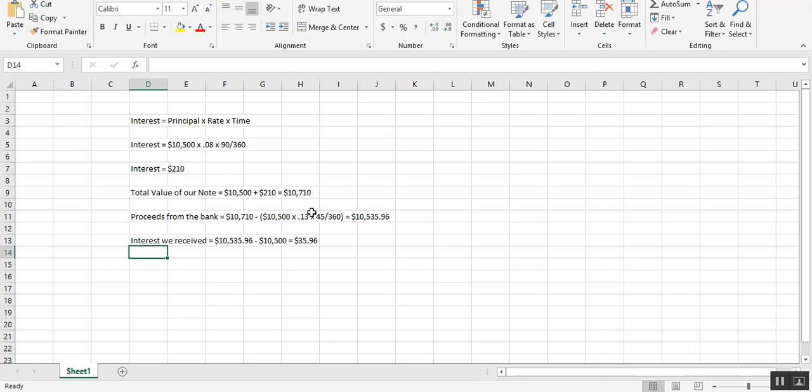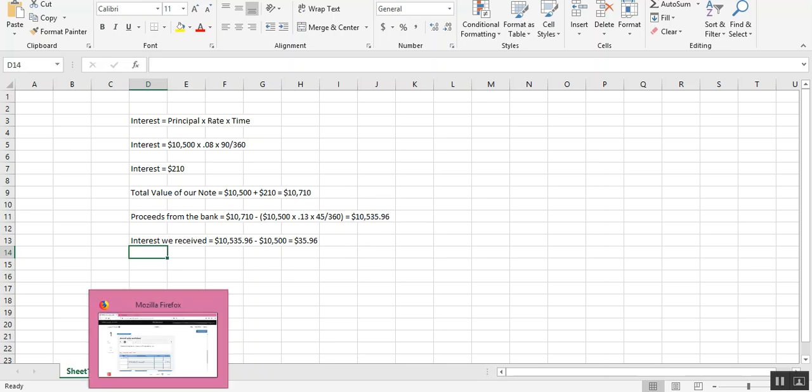So if you can kind of look at these, we calculated the total value of our note if we had kept it. Then here we calculated what the bank was keeping, and we subtracted that from the total value of the note that we would have had. So the difference in what the bank is giving us, which is the $10,535, and what we would have received initially, that's the amount of interest that we have left.